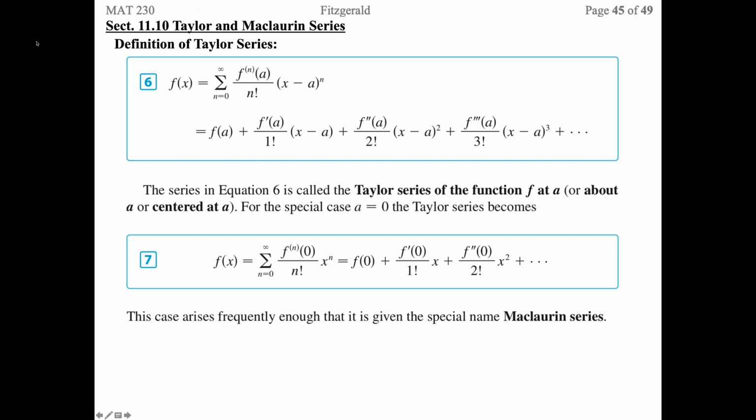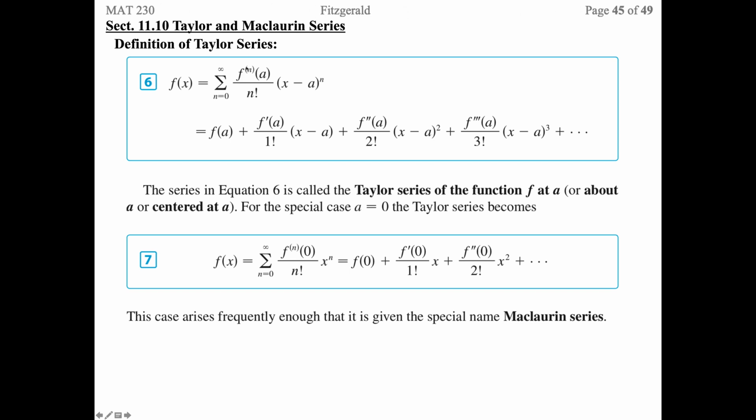We're going to work with two special types of series, Taylor and Maclaurin series. The definition of Taylor series is equation number 6. It is our power series with a little twist to it. We have some factorials in there. All right, our notation is f, which looks like it's raised to the n power.